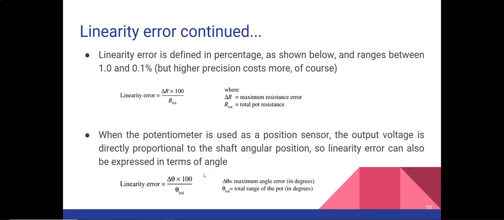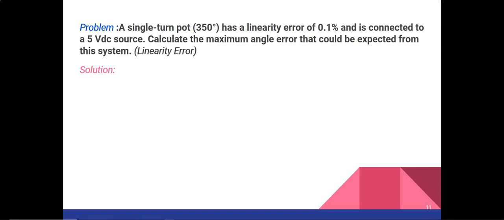Now we are going to see one problem based on linearity error. This problem says a single turn pot of 350 degrees has a linearity error of 0.1% and is connected to a 5 volt DC source. Calculate the maximum angle error that could be expected from this system.